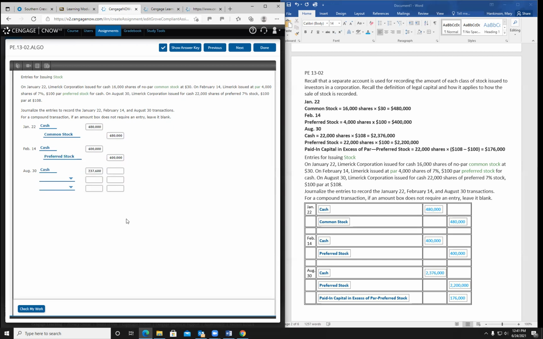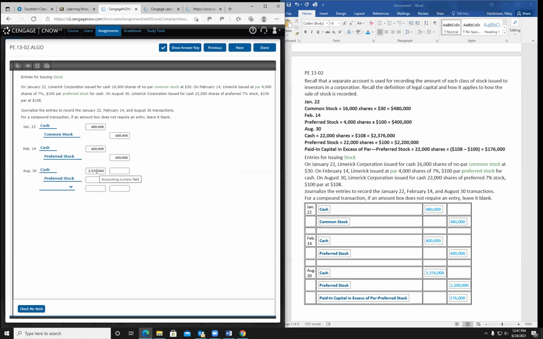The next thing you're going to do is record the preferred stock issued, and you always record it at the value that it was issued. I don't have enough zeros here, so let's fix that. With that said, you take the 22,000 shares and multiply it by the value of the stock, which was $100 par. So we're going to record our preferred stock at the value of the stock, which is going to be $2,200,000.